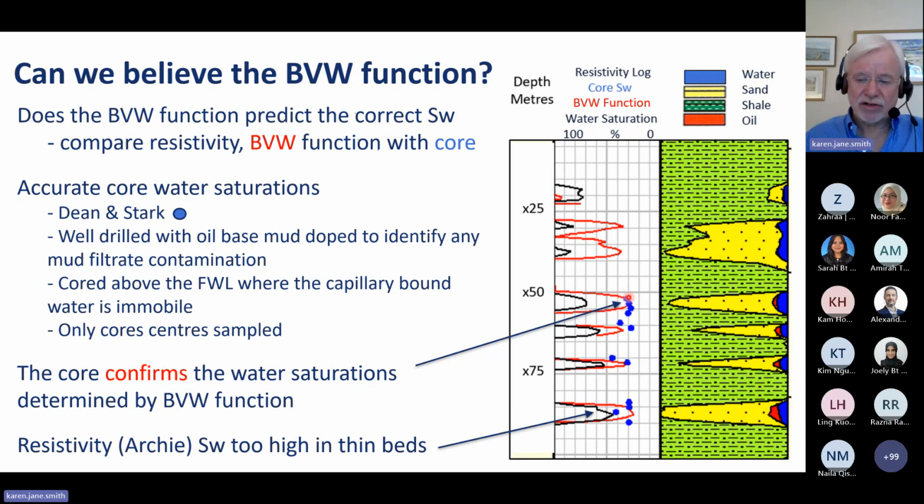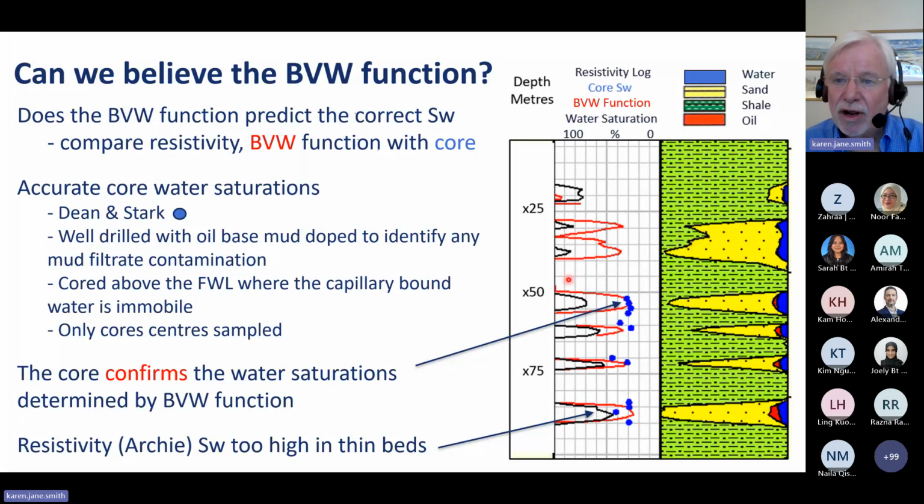Now, these core water saturations, this comes from a field in the Middle East, are high quality. What I mean by high quality, they are Dean and Stark water saturations. The wells were drilled with oil-based mud, and they were doped to identify any mud filtrate contamination. They were cored above the free water level, where the capillary-bound water is immobile, and only the center of the core plugs were sampled. So we're confident that these blue dots represent the true water saturations in this field. The CPI is shown on the right.